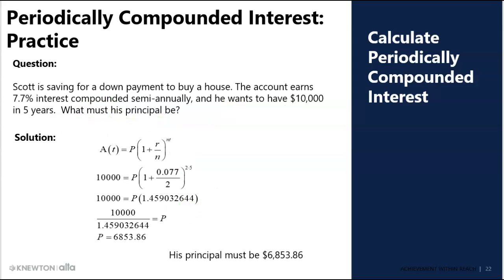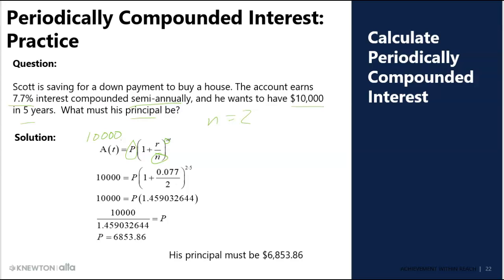All right, Scott's saving for a down payment to buy a house. He has a 7.7% interest-bearing account, and he wants to have $10,000 in 5 years. So they're asking what the principal is. So they gave you this amount here. A is $10,000. This is what they want you to find. You plug in everything else. It's semi-annually, so that's N equals 2. The 2 goes here and here.